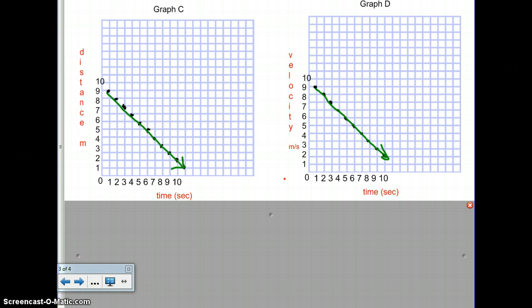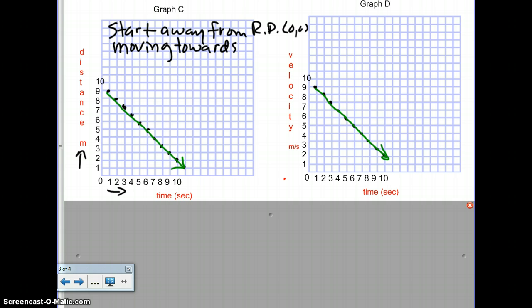Okay, let's look at these examples here. We've got a position graph, and we know it's a position graph because we have distance on our y-axis, time on our x-axis. Here you see that we have a negative slope. What that's going to tell us is that you started, or you began, away from the reference point, which our reference point is still going to be 0, 0, and you are moving towards it. And that's easy to interpret because you started at 9 meters away, then you were 8 meters away, 7 meters away, 6, 5, 4, 3, 2, 1. On this graph, it's going to show you that ultimately you're going to end up back on the x-axis.